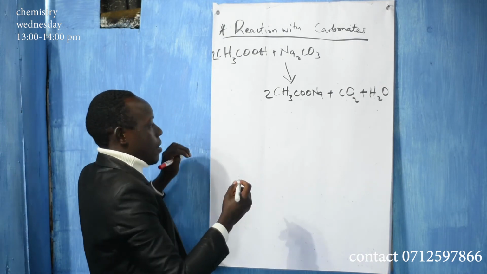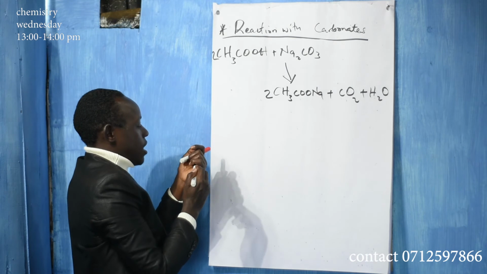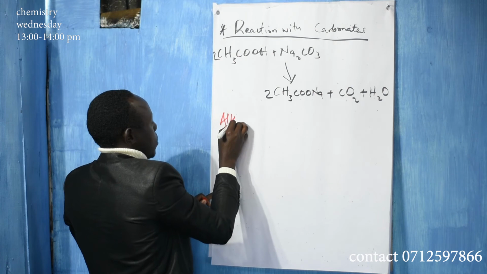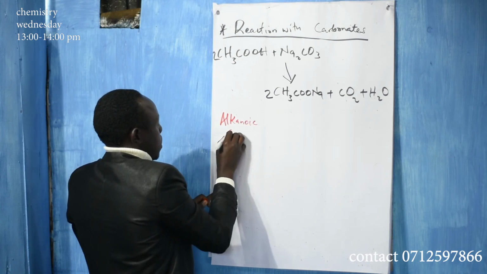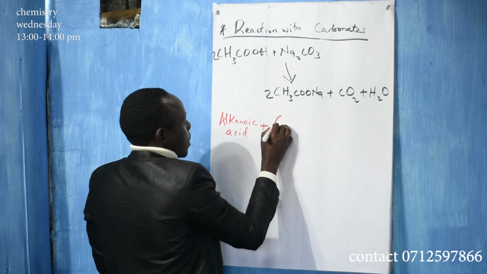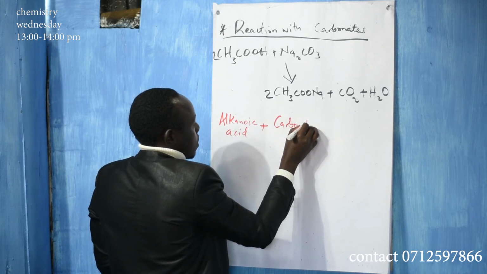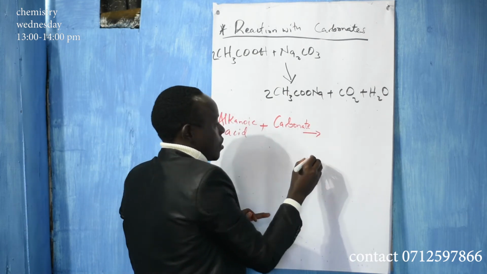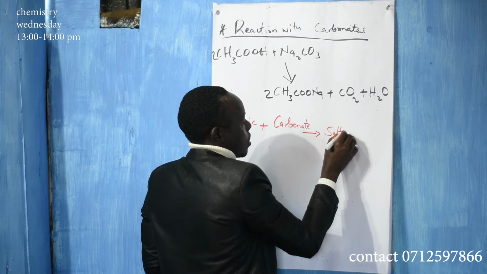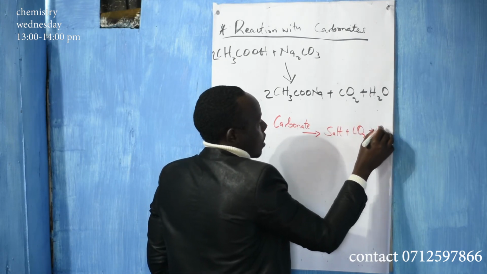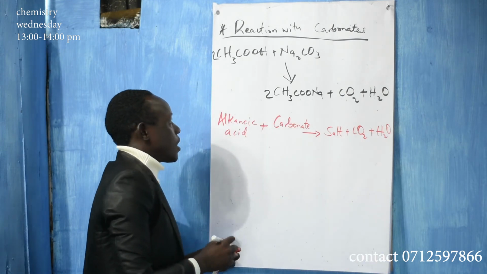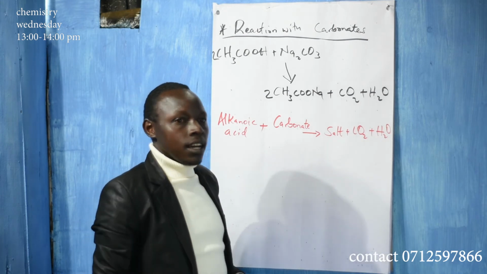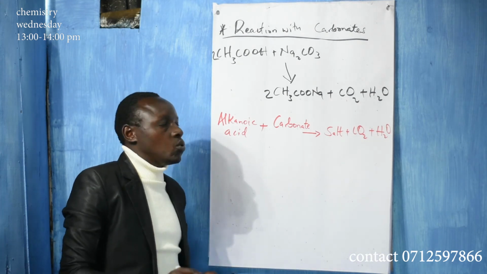So generally we can write that in general terms, an alkanoic acid reacts with any metal carbonate to form salt plus CO2 and water. So you have salt, carbon 4 oxide, and water, just as the other acids do.